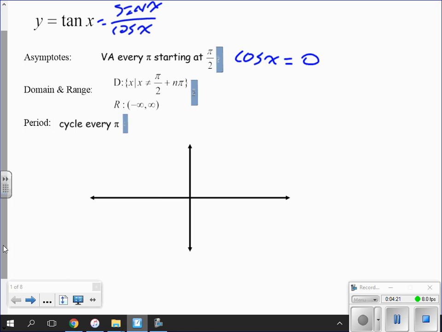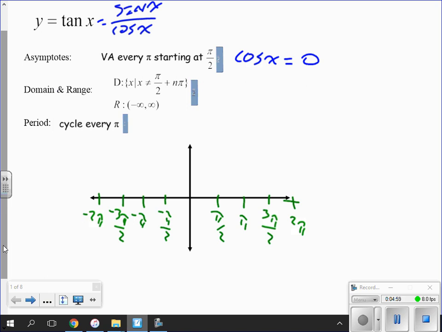So let's go ahead and put on our lines here. It's going to be every pi over 2: pi over 2, pi, 3 pi over 2, and I'll go up to 2 pi here. And for snorts and giggles, I'm going to go backwards: negative pi over 2, negative pi, negative 3 pi over 2, and negative 2 pi. So I'm going to go in both directions on this one and give several cycles of the graph.